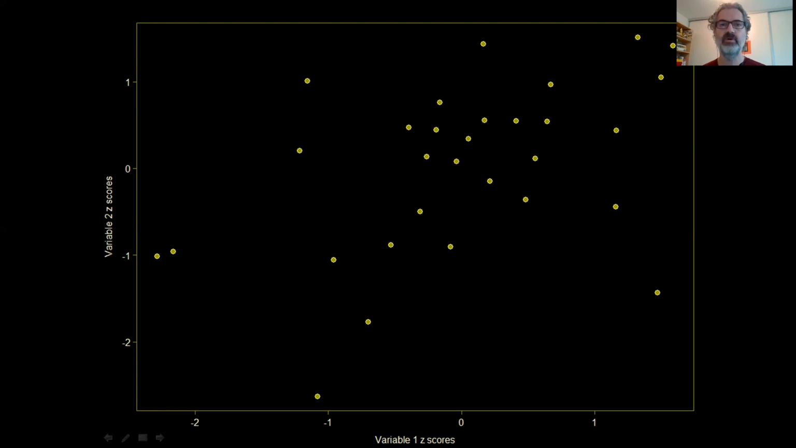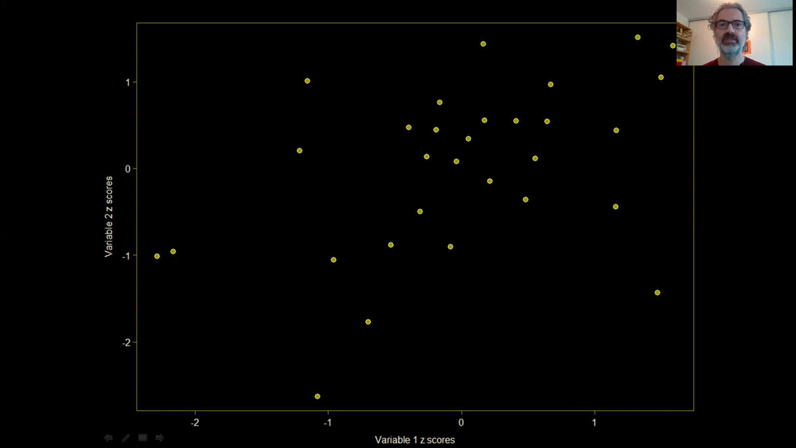Let's see this once more. I'm going to go back to the raw data. The axes change, and now back to the z-scores. And it's exactly the same scatter plot. So we have retained the exact same relationship among the two variables, but now we are working with numbers that have a mean of 0 for each variable and a standard deviation of 1.